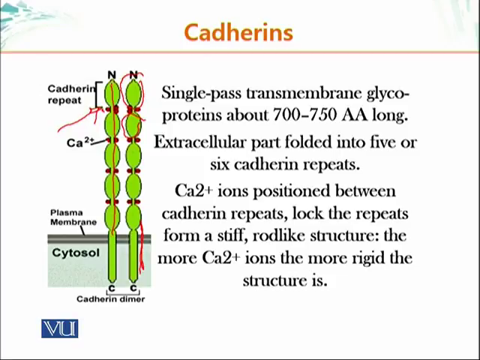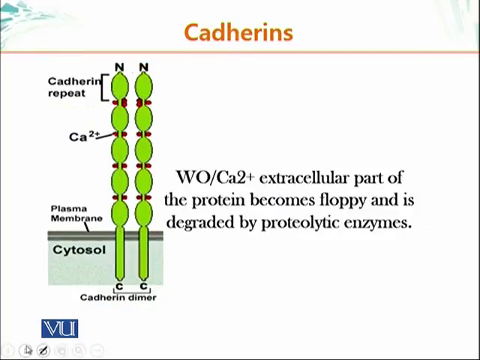Another important point I want to mention here is that cadherins form dimers, which means 2 cadherins within the same cell come together and interact with the cadherins of adjacent cells. So 2 cadherins of the adjacent cell will interact with the cadherins of the cell next to it. Without calcium, as I mentioned, these molecules cannot perform their function. So if calcium is removed, these molecules will become floppy, and these floppy molecules will be degraded by proteolytic enzymes.